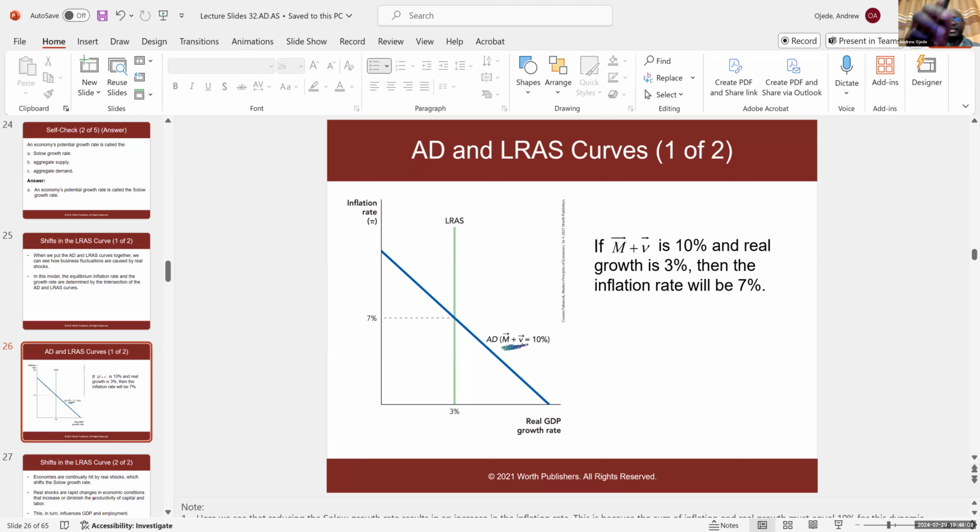Okay? So let's assume that the long-run aggregate supply curve, the Solow growth rate, the economy is growing at what? 3%. But inflation is 7%. That means at this point of equilibrium on the demand curve, if you add the inflation rate and the growth rate in real GDP, or the Solow growth rate, that adds to 10%. So total spending growth would be 10%.